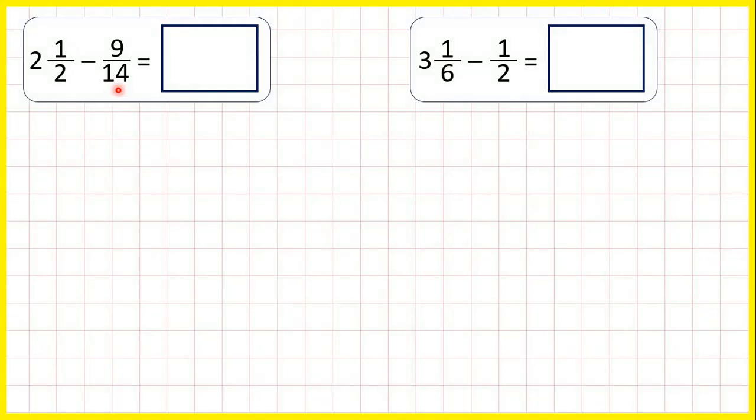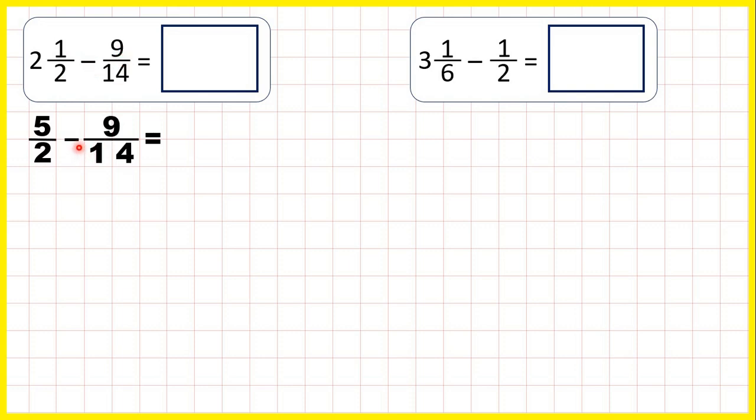So now we're subtracting a fraction from a mixed number, but this time we're going to find our answer by converting the mixed number to an improper fraction. So as an improper fraction, 2 and 1/2 is 5 over 2, because 2 times 2 is 4, plus 1 is 5, and the denominator stays the same. And we're subtracting 9 over 14.